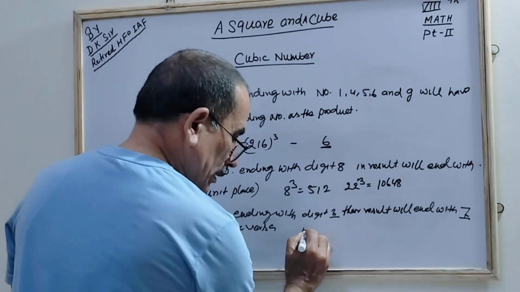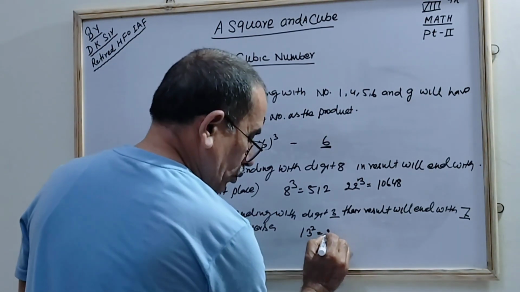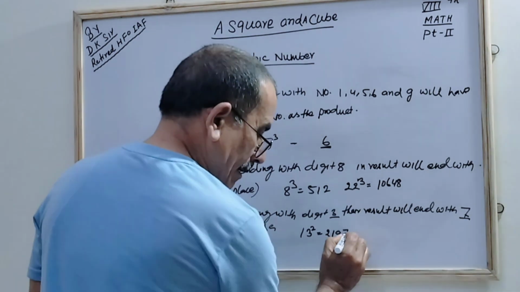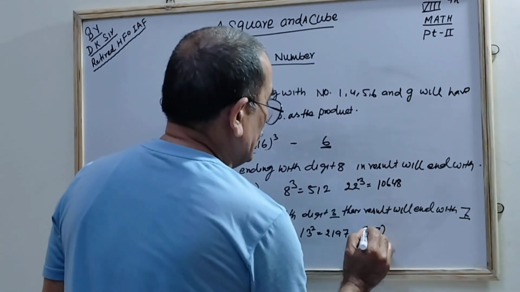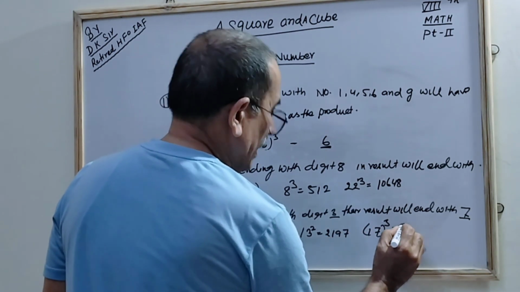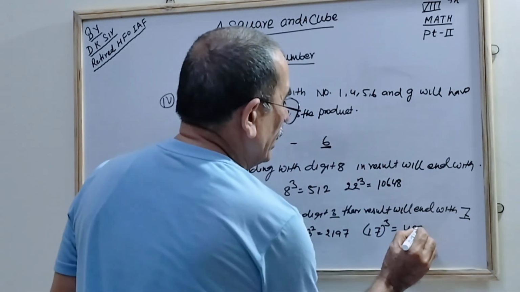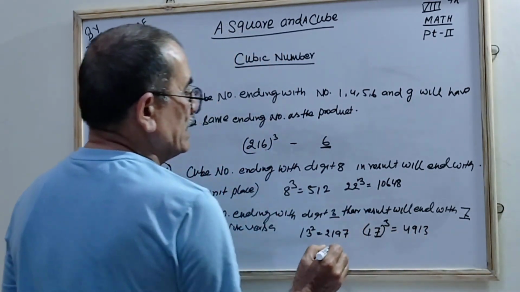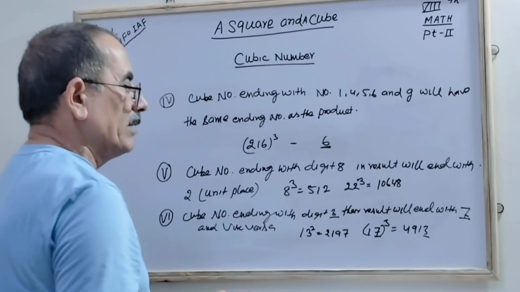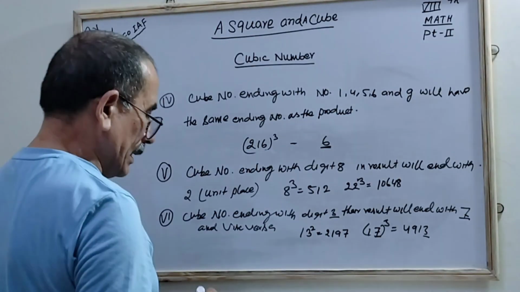So you can see the example, 13 cube is equal to 2197, correct? And if it is 17 cube, then you get the number 4913, correct? When it is ending with a 7, you get the result which is ending with a 3, correct? So these are all the numbers.